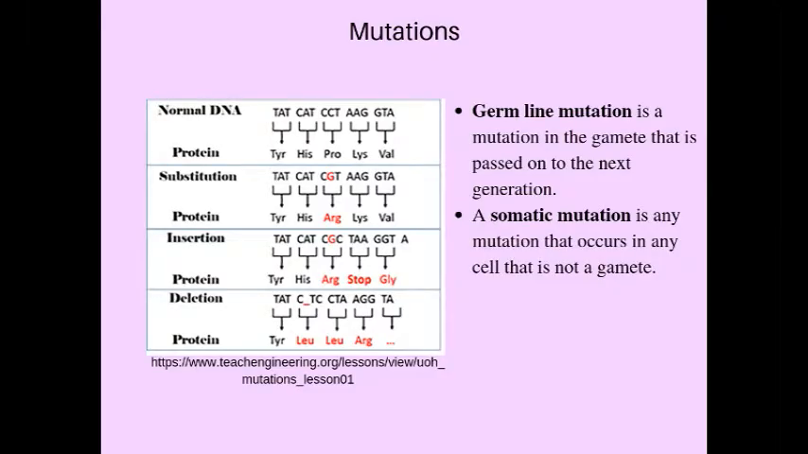There are two classes of mutations. One is somatic mutations, which occur in any cell that is not the gametes, which are the sex cells. The other is germline mutation, which occurs in the gametes. This mutation can be passed on to the next generation.